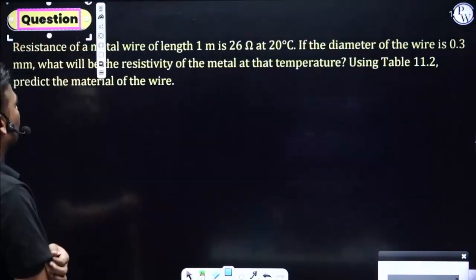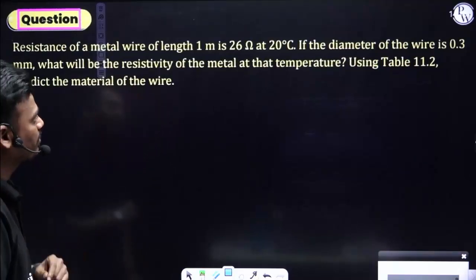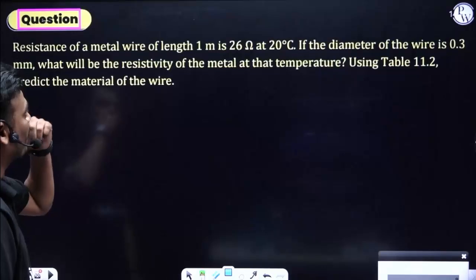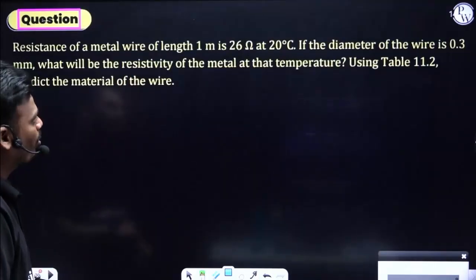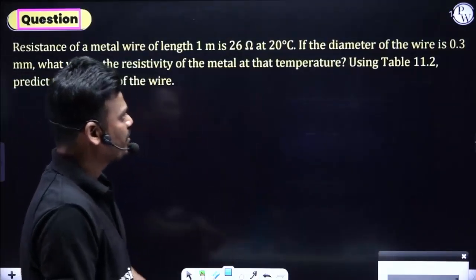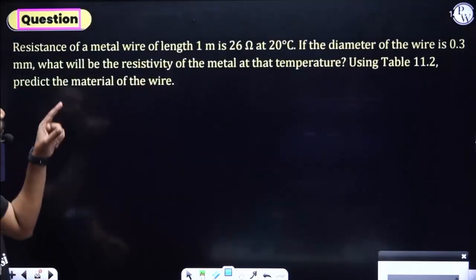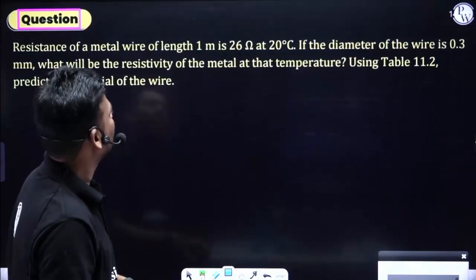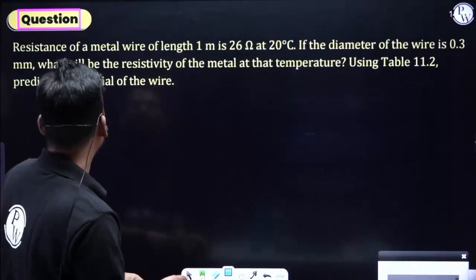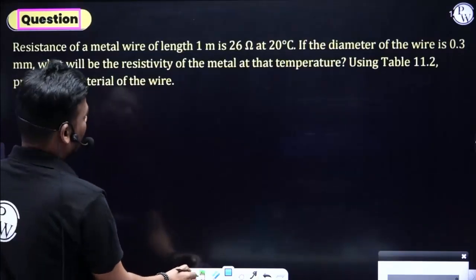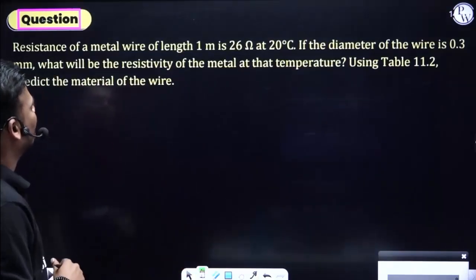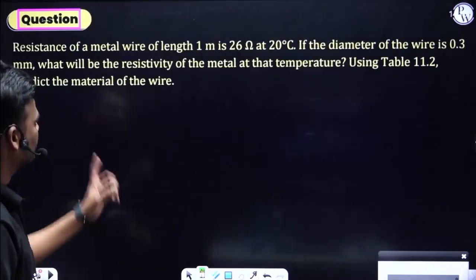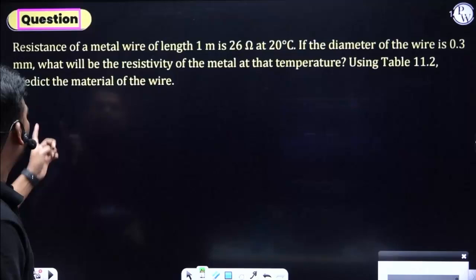Question: the resistance of a metal wire of length 1 meter is 26 ohm at 20 degrees Celsius. If the diameter of the wire is 0.3 millimeter, what will be the resistivity of the metal at that temperature? Resistivity, I think it is resistance. Let's see. We'll calculate resistivity also, no problem. At the temperature, predict the material.